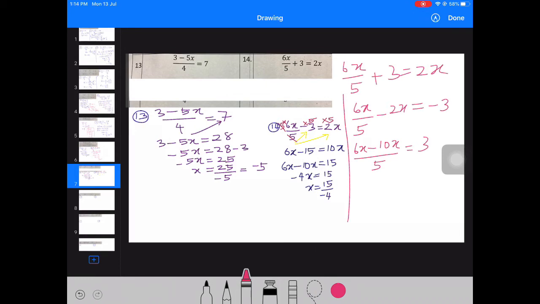And then we get 6 minus 10 is negative 4x over 5 equals to 3, and then this 5 you just reciprocate and multiply with 3 here. Therefore we get x equals to 3 times negative 5 over 4. Finally you get x equals to negative 15 over 4.